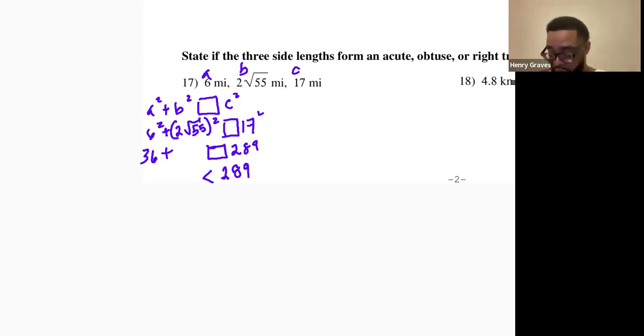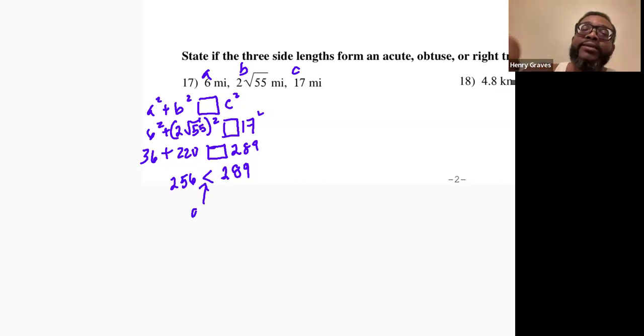And of course, 220. I wonder if it's still going to be the same answer. Yeah, it is. That's still the same answer. 256 is still less than 289. So this is still acute. Oh man, lovely. Embarrassed myself again. There we go. Okay, number 18.